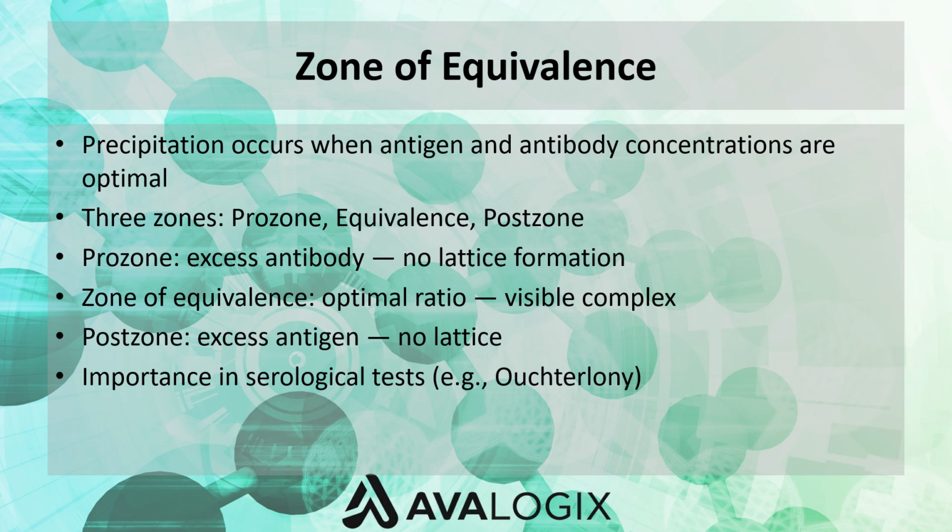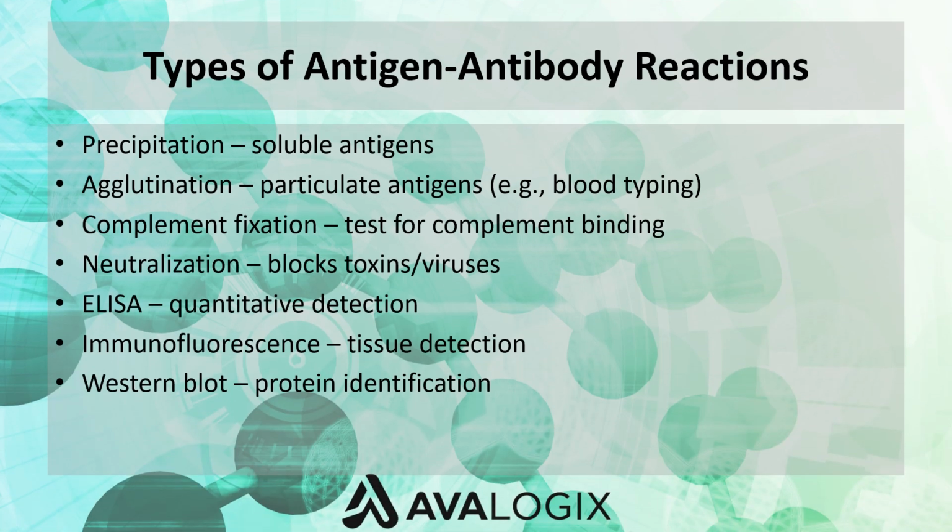This principle is important in immunodiffusion tests like the Ouchterlony assay, and even in some rapid tests, where incorrect ratios can lead to false negatives. Clinically, prozone effects can occur in tests for syphilis or brucellosis if patient antibody levels are too high. It's a classic example of how more is not always better in immunology. There are several types of antigen-antibody reactions, and each forms the basis for a distinct laboratory method. Let's briefly overview the most important types.